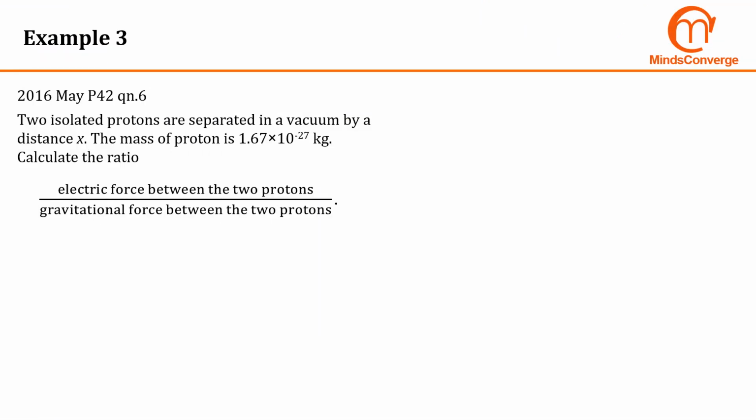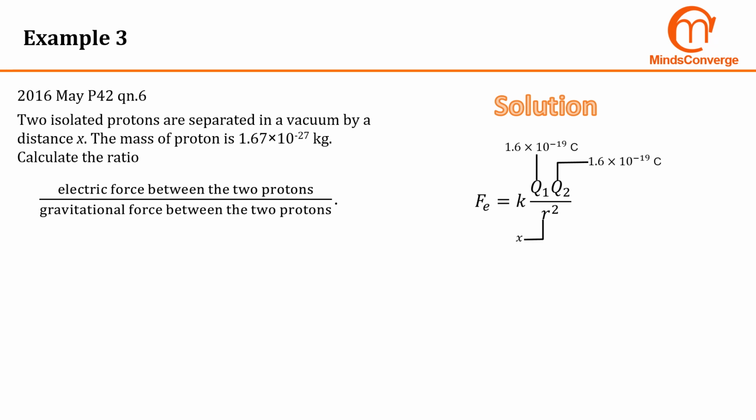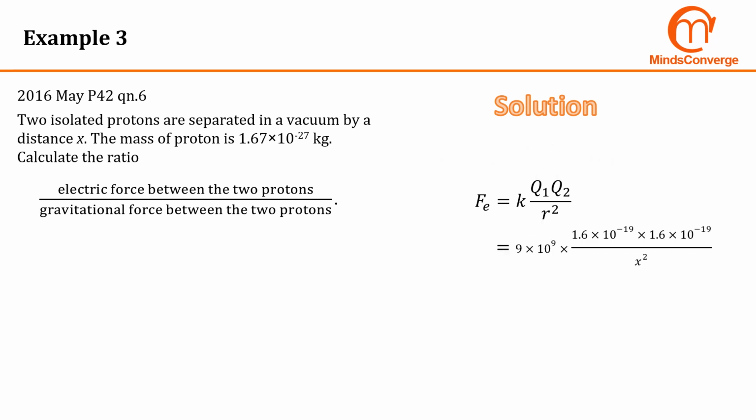Let's try another example. Please pause the video to try the question. In this question, we can use the equation of Coulomb's law to calculate the magnitude of the electric force. The charge of a proton is 1.6 times 10 to the power of negative 19 coulomb. It's given in the question. The separation between the two protons is x. The value of constant k is 9 times 10 to the power of 9 newton meter squared per coulomb squared. Substitute the values into the equation to get the expression for the electric force.